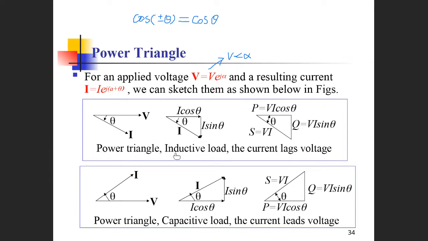So for the power triangles, if it is an inductive load, then theta is in this direction, which is a lagging power factor. This is the total current. This is the cosine current part, and this is the sine current part, those are the components. This is the voltage direction. This is the current in the direction of the voltage, and this is the current perpendicular to the voltage.